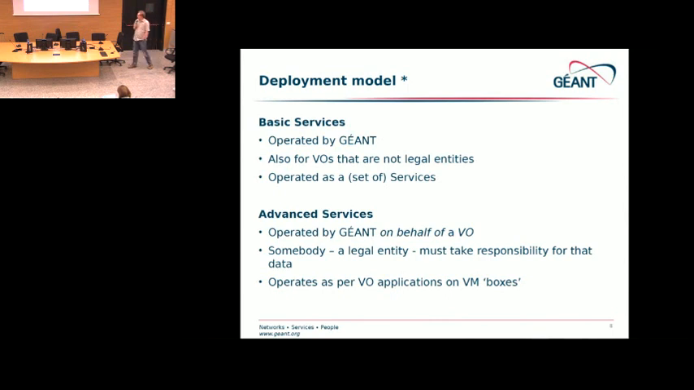And we plan on actually deploying this as per-VO VMs. So basically a VO would get its own VM that would be managed by the GÉANT team. It's basically like sort of the IDP as a service scenario, to put it bluntly.